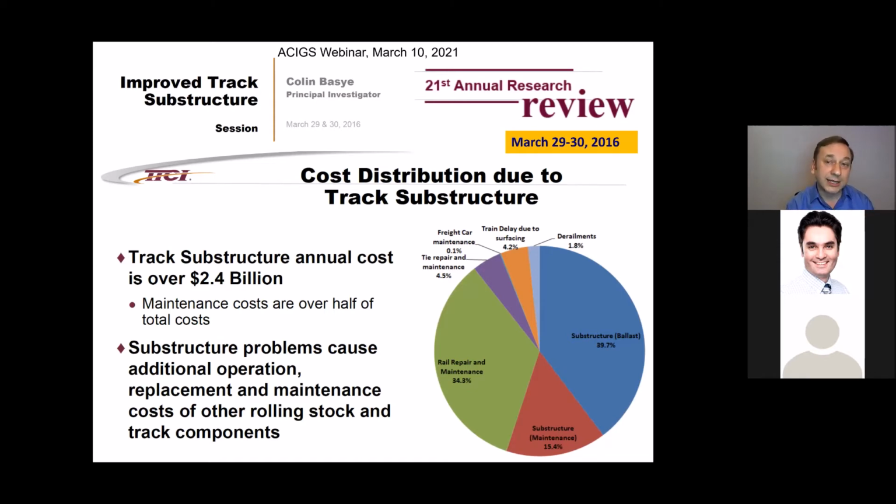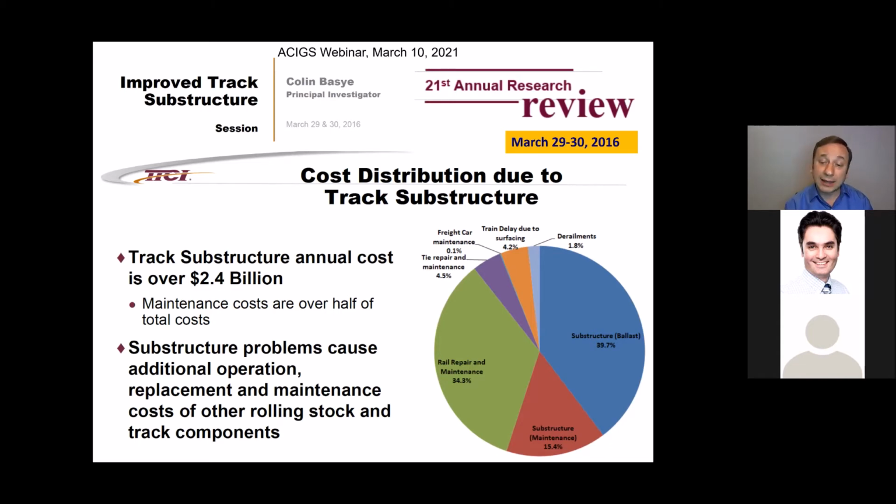in this slide. This is from 2016, the Association of American Railroads, basically the umbrella organization of Class 1 or all freight railroads in the US. This is a research review where all the different research efforts were showcased. At that time, Colin Basie from the Transportation Technology Center, the subsidiary of AAR, presented this to show the percent cost distribution dedicated to track substructure expenses, altogether over 2.4 billion per year.